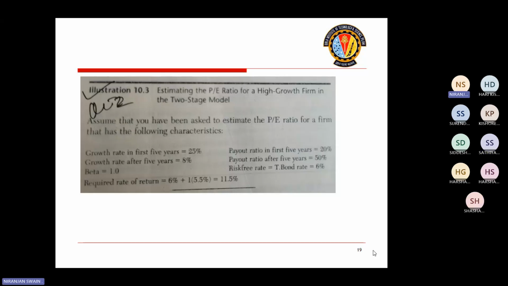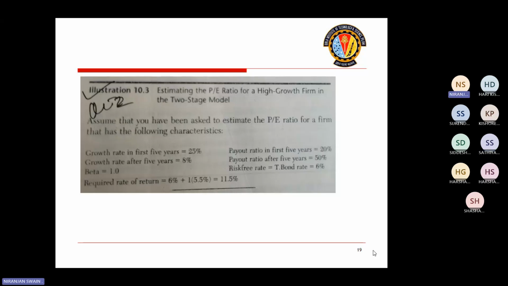Okay, let's see. What did you do during the high growth period? Payout of 20%, that is 0.2 into 1 plus G, 1.25, into 1 minus 1.25 to the power 5, divided by 1.115 to the power 5, and then the whole divided by 1.115 minus 0.25. It's negative. It is 1.425 in the growth period.